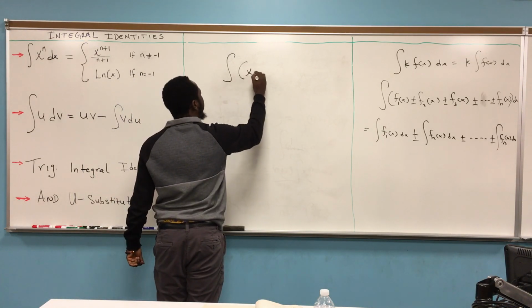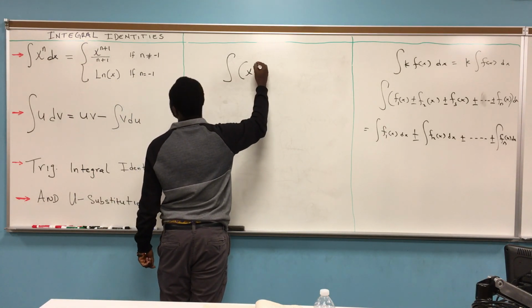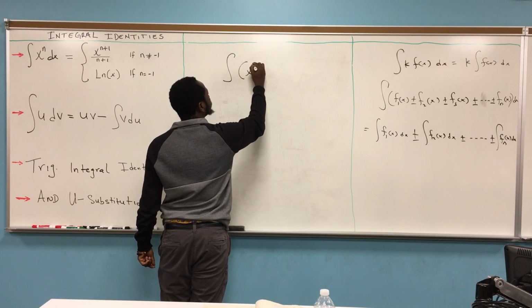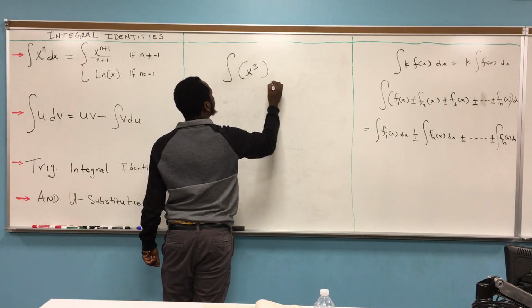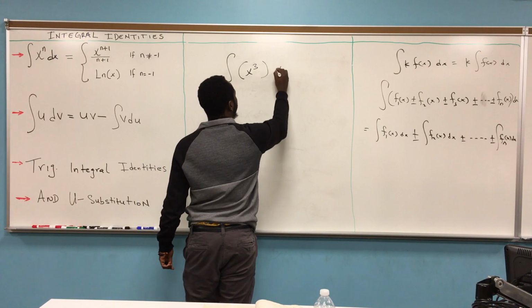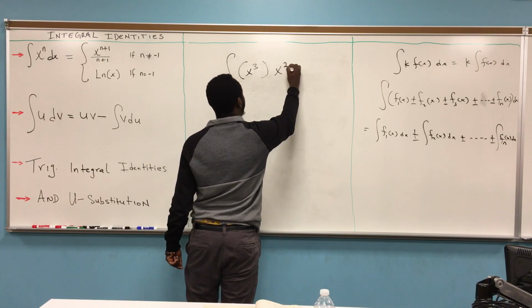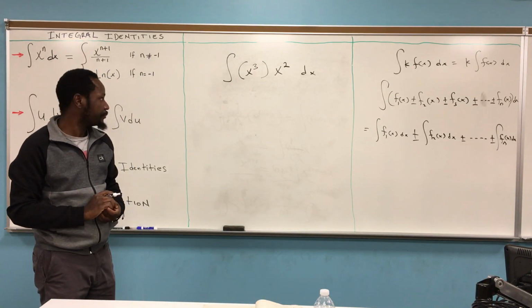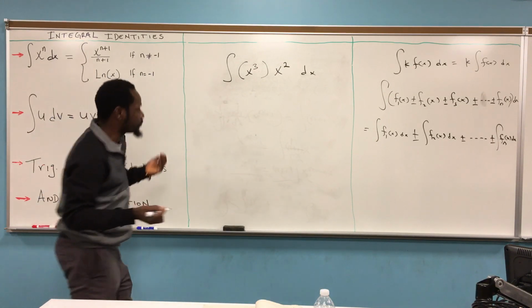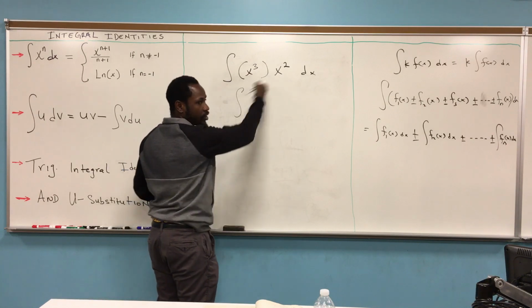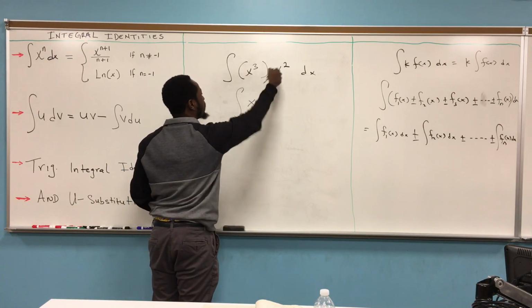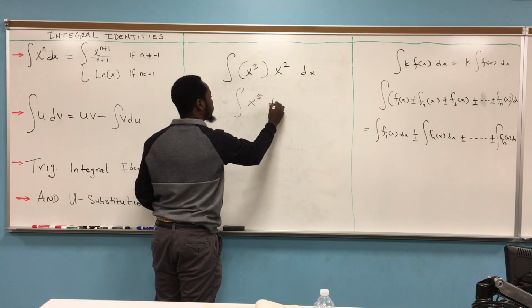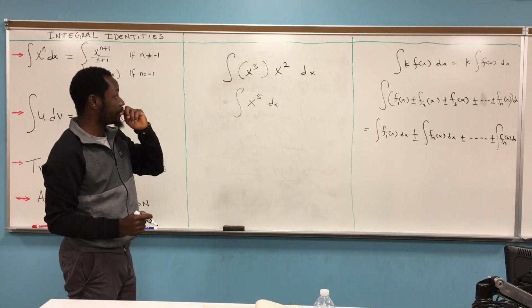You have x to the third times x to the second dx. This is just a simple example. It's easy to do this because I'll just expand this and I'll have what? X to the fifth dx, right? As simple as that, right?